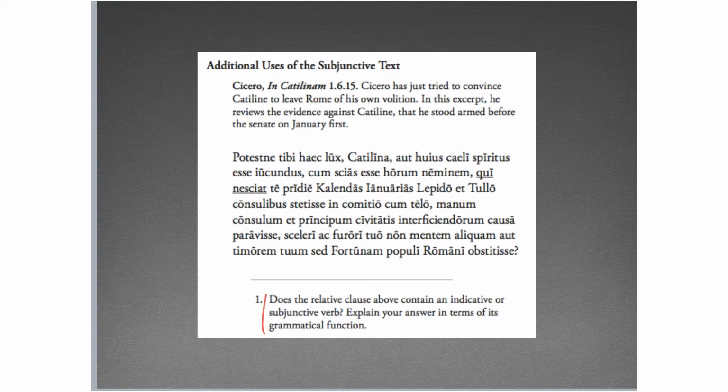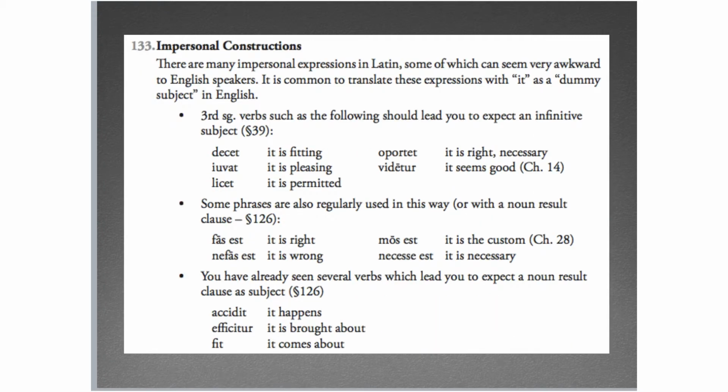Here is an example. Does the relative clause above contain an indicative or subjunctive verb? And why is that? Here's qui nesciat. That is going to be subjunctive, and with that infinitive here, that is going to be that subordinate clause in indirect statement. So that's really it for subordinate clauses in indirect statement. They're not very common, and they're pretty straightforward. There's nothing to learn. It's just a question of identifying them and recognizing that that's why it's subjunctive.